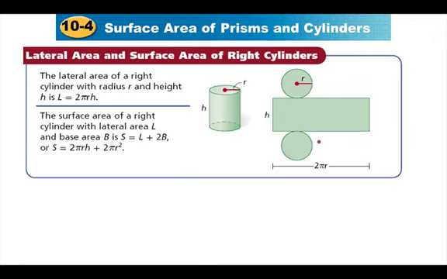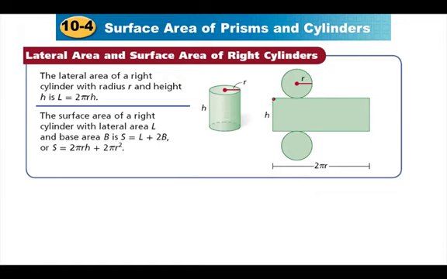Now you're going to have to know where this formula comes from because you're not going to be able to use a flashcard on the test. So here we go. The lateral area of a right cylinder with radius r and height h is L equals 2 pi r h. So the lateral area is what we went over in the previous slide, just going around the cylinder. And notice if you were to create a net out of this cylinder, this is what you get.